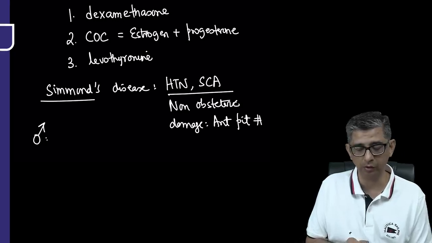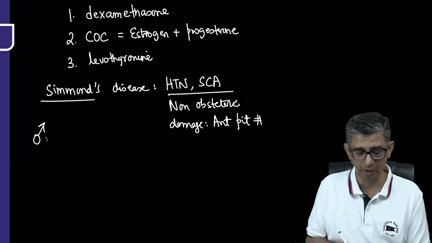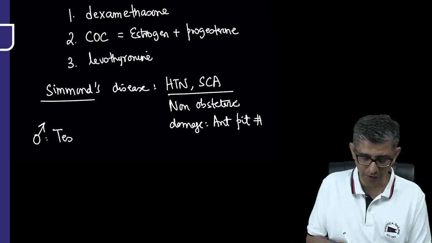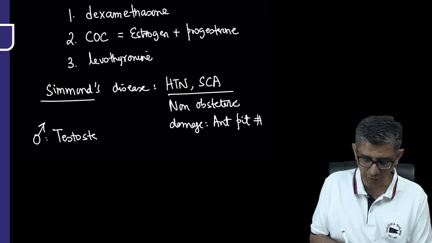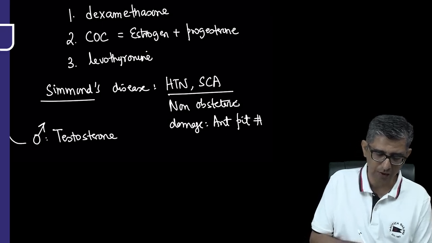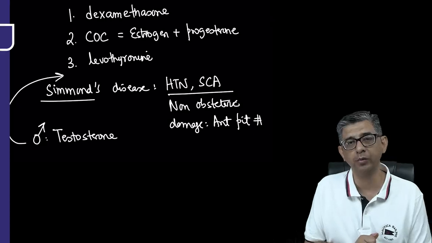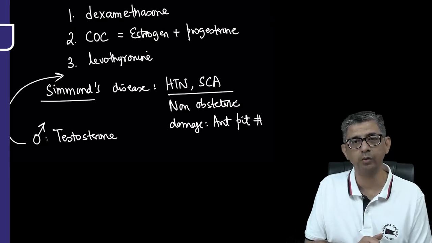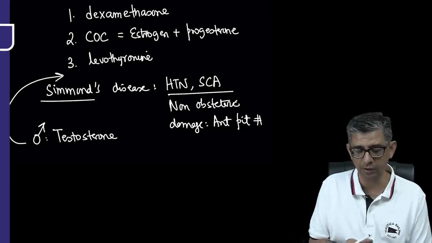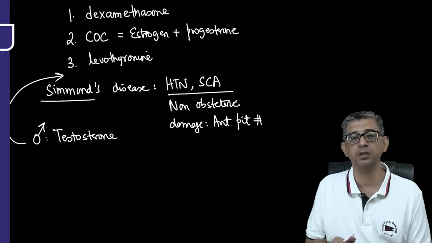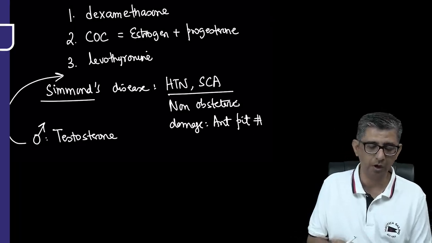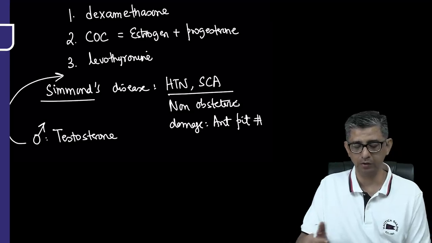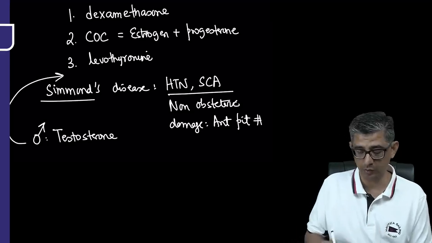Dexona would be the same. Levothyroxine would be the same. But obviously to a male patient, I'm not going to give estrogen and progesterone. I will be giving testosterone to the patient. So the only additional point which I would like to say from the treatment domain is that point number 2 of treatment would be gender specific, depending on whether a male or female patient is affected. Like in Simmond's disease, a hypertensive male patient suffered damage to the anterior pituitary. So I'm going to give Dexona, levothyroxine and testosterone to the patient.